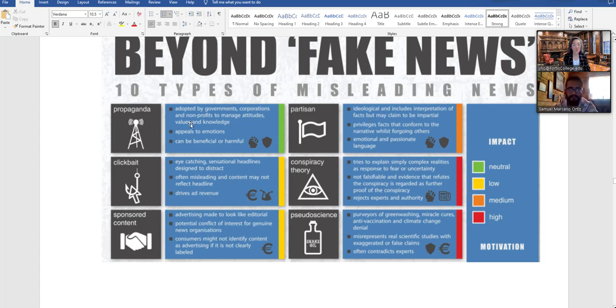Propaganda, adopted by governments and nonprofits, appeals to emotion, and can be beneficial or harmful. So propaganda for China, for instance, would say, we are a wonderful country. We never make mistakes. We always have wonderful inventions. We never have any crime. People here are perfect. That sort of thing. In other words, you make yourself look good.